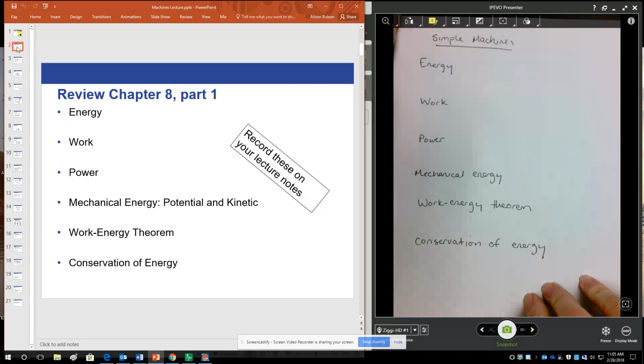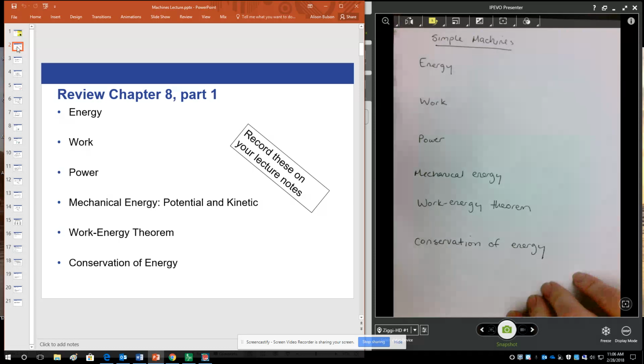I'd like you to take a moment and look at your lecture notes from Energy, Chapter 8, and perhaps the foldable you did for the 12 energy vocabulary terms, and see what you can remember about work, power, mechanical energy, the work energy theorem, and conservation of energy. Now would be a good time to pause the video.